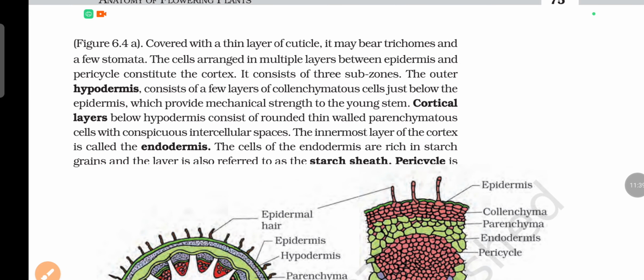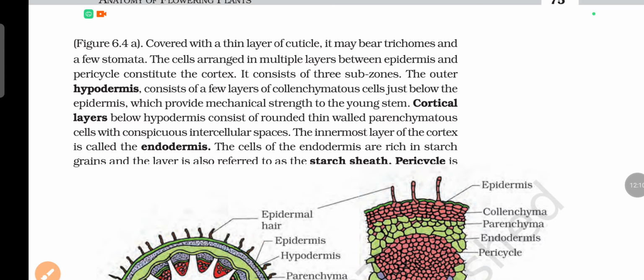The cells arranged in multiple layers between epidermis and pericycle constitute the cortex. It consists of 3 subzones. The outer hypodermis consists of a few layers of collenchyma cells just below the epidermis, which provide mechanical strength to the young stem. Cortical layers between hypodermis and endodermis consist of rounded thin-walled parenchymatous cells with conspicuous intercellular spaces. The innermost layer of the cortex is called endodermis.